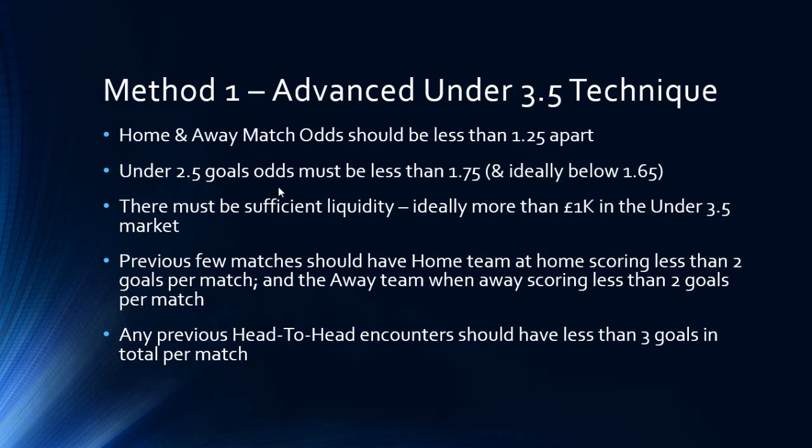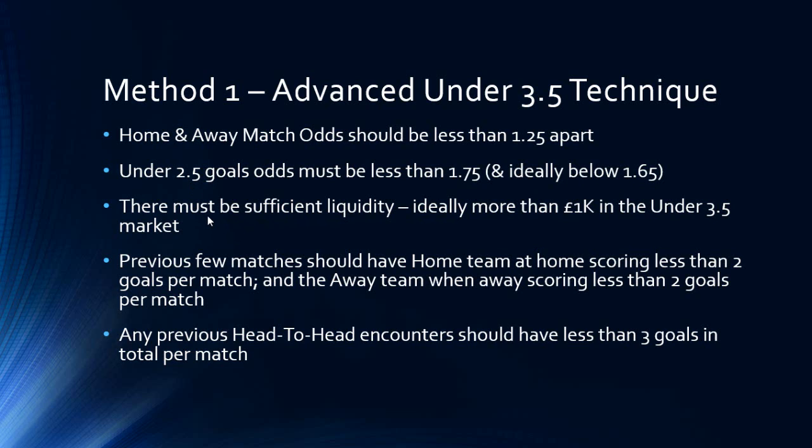Under 2.5 goals odds must be less than 1.75, so that's tighter than it was in the standard method, and ideally below 1.65. What we are looking for are matches that are highly rated to be less than 2.5 goals. That then means with our under 3.5 goals bet, we should be safely able to win.